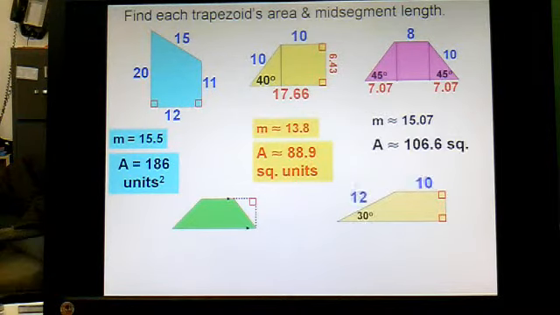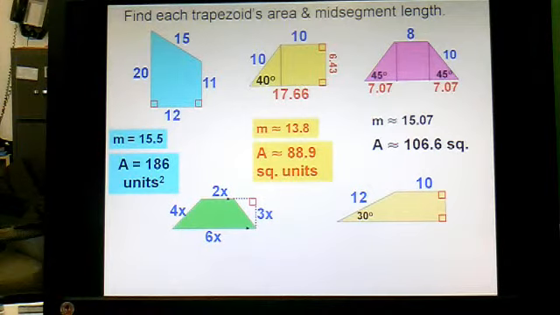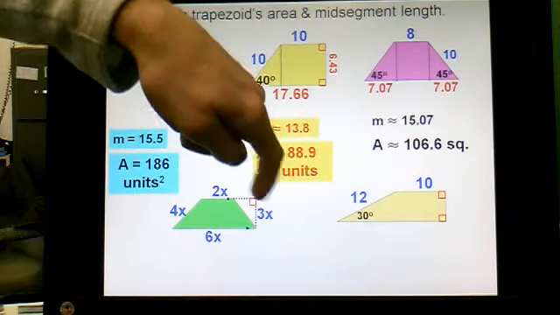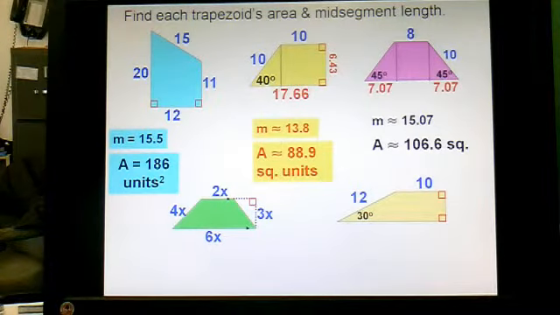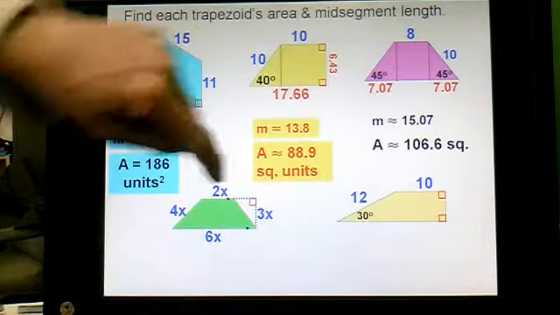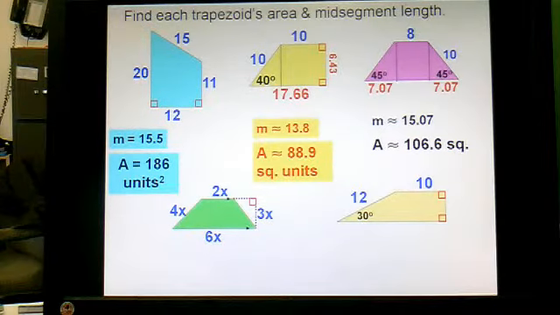Now these are the last 2 in that sequence. This answer, you're trying to get an answer in terms of x. These are some dimensions over here outside the trapezoid. So 4x, 6x, and 2x. This is 3x. There's a little right angle box on the outside.